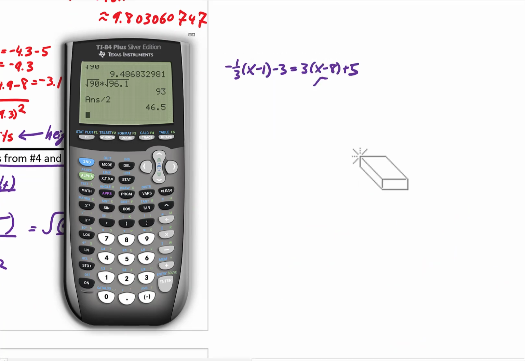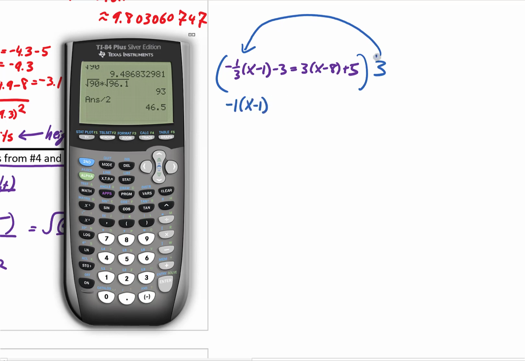So, I have this. Now, the first thing is, I got a 1/3 here. I want to get rid of that fraction, so I want to multiply everything by 3. And so when I distribute, negative 1/3 times 3 is going to really be negative 1. And then this over here will be negative 9, x minus 8. And the last, plus 15. All right. Distribute over here. I get negative x plus 1 minus 9, which reduces to negative x minus 8.